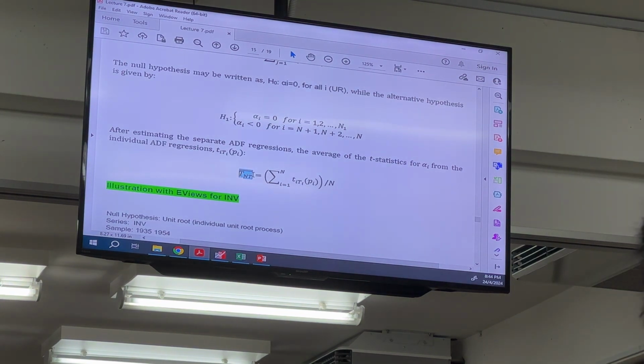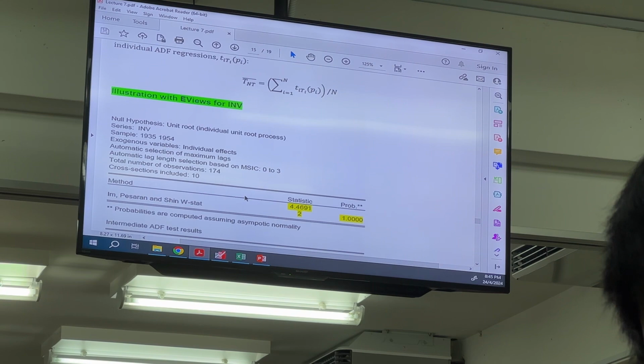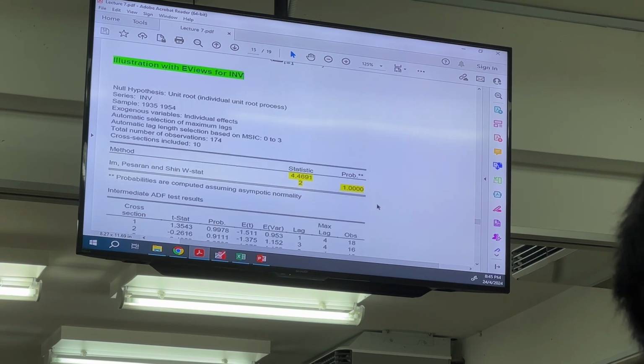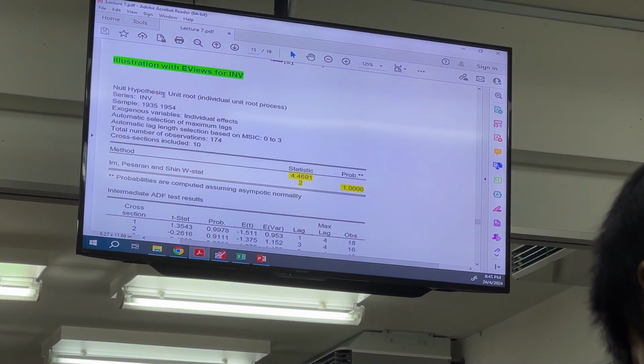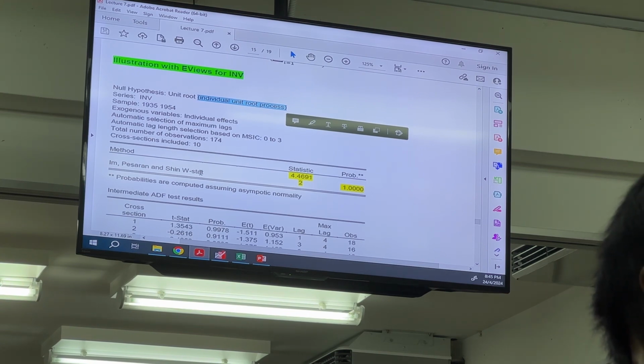That's why it does not have a common unit root, right? So that is the idea behind this IPS. This is my result. Again, insignificant, so unit root again at level. Then my null hypothesis becomes an individual unit root process, because the idea behind this IPS is to estimate 10 times and only get the average of the test statistic. So it's different compared to the Hartree, compared to the LLC and Breitung.